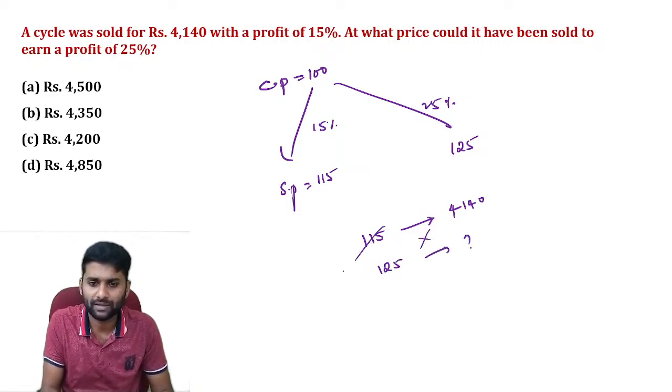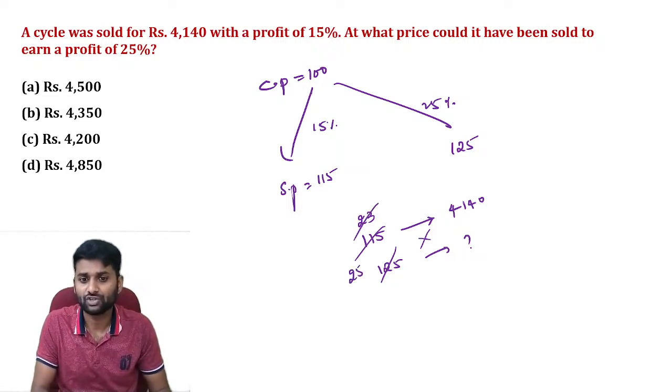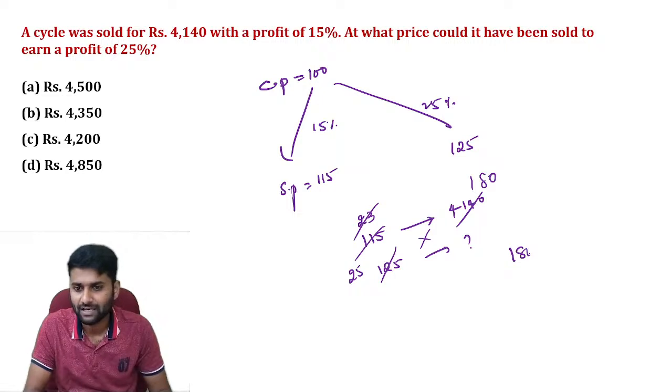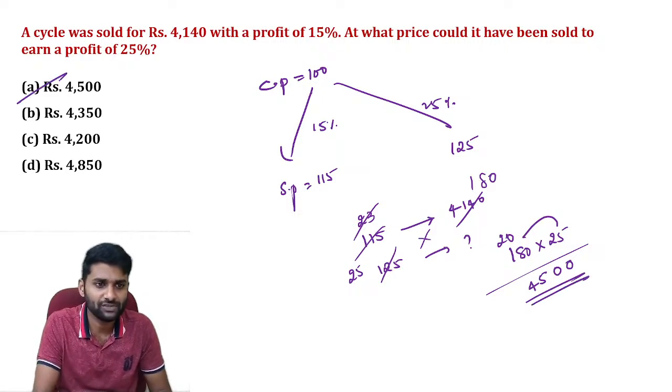Just cross multiply them. 115 is 23 times 5, and 125 is 25 times 5. So 4140 divided by 23 is 180. Then 180 is multiplied with 25. Let's take the 0, 25 eights are 200, 25 fours are 100, carry forward 20. And 25 ones are 25, 25 plus 20 is equal to 45. Then the total value is 4500.